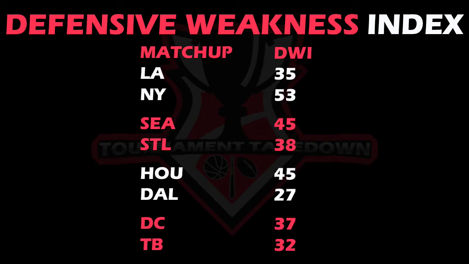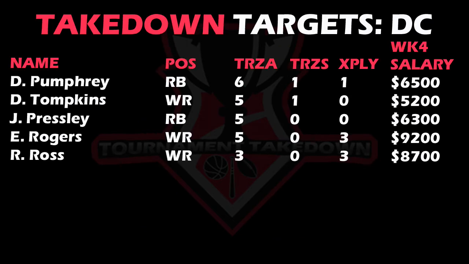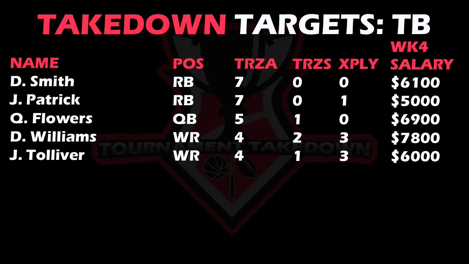But an interesting picture starts to develop. DC and Tampa Bay both have very similar defensive weakness indexes, which means it could be a very close game. It's really perfect for tournaments because you have a team in DC coming off a loss that looked good in the first two games, and you got a team in Tampa Bay looking for their first win. So you're hoping that possibly Tampa Bay could pull off the win, but they've been in such disarray this past week with Quinton Flowers leaving that I'm not sure if I would go that way.